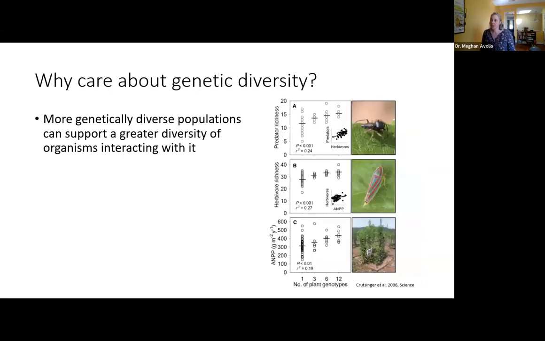Another reason to care about genetic diversity is that there's lots of evidence that more diverse plant populations are associated with more diverse pollinator and insect populations.